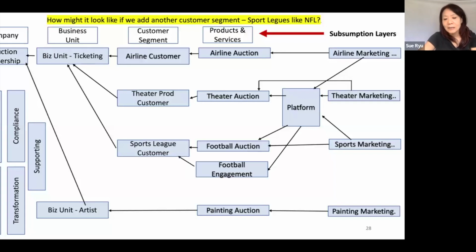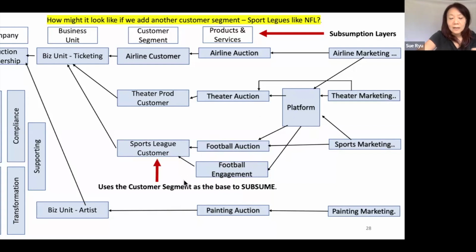I kept saying portfolio of value propositions handled by this customer segment team, because you have multiple value propositions in here. So you can auction off the tickets. Also, you can have a team that provides services to engage the football teams, and then you can have a separate value proposition for that. I also want to point out that this is using the customer segment as a basis to subsume.